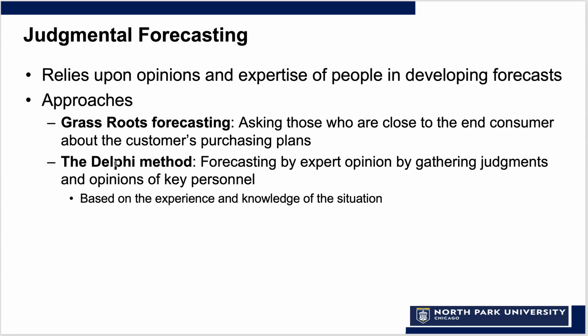We talked about that. Now, the way you take a baseline statistical forecast, just using past data to predict the future, is you use all kinds of methods of tapping into your salespeople, your marketing people, your corporate economists, and getting their information and asking them what knowledge they have that would make you want to adjust the forecast either up or down by some amount. So this idea of grassroots forecasting is asking those who are close to the end customer about the customer's purchase plan. Those are your salespeople. The Delphi method is forecasting by expert opinion, by gathering judgments. I'm sure they adjust the presidential forecast using some sort of Delphi method.